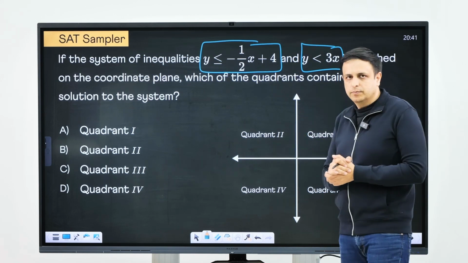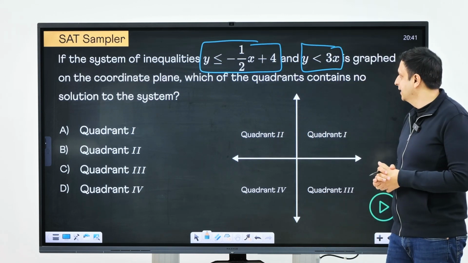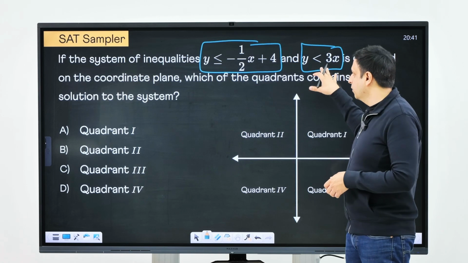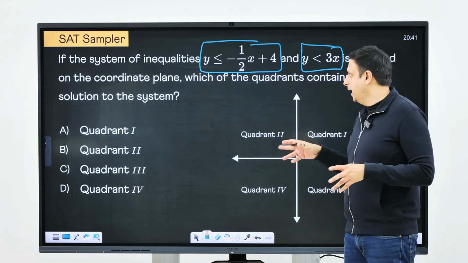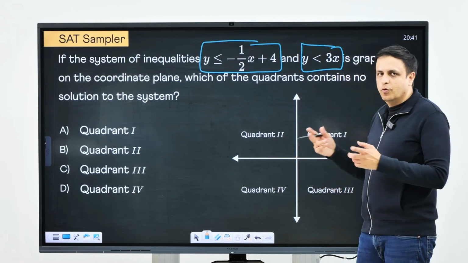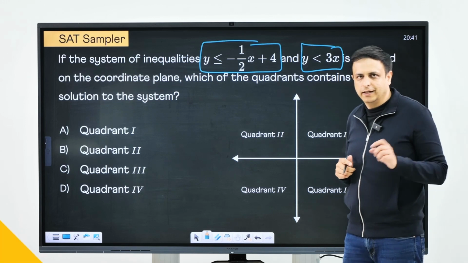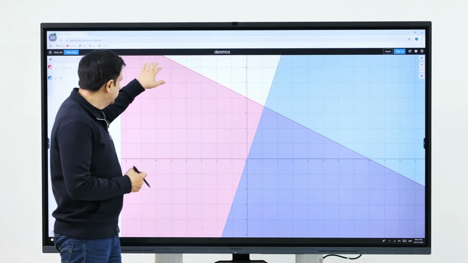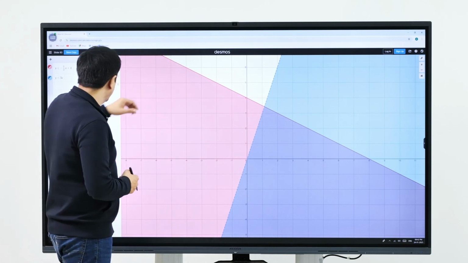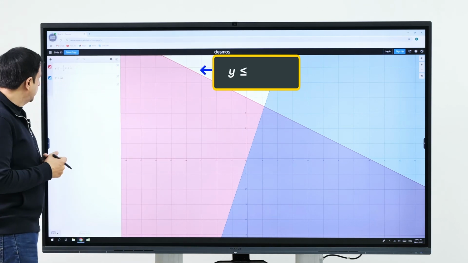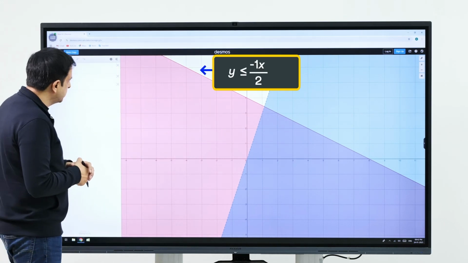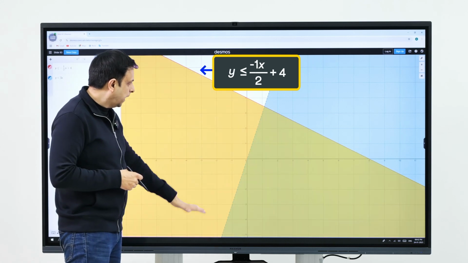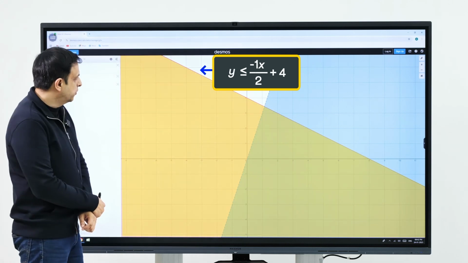So we can actually do this problem fairly simply using Desmos. We just plot these 2 inequalities, find the solution set, and then look at which quadrant has no point in that solution set. So let's do that now. Here are the 2 half planes graphed on Desmos. This first boundary line corresponds to the inequality y less than or equal to -1 over 2 x plus 4, and we have the half plane below it as the solution set.